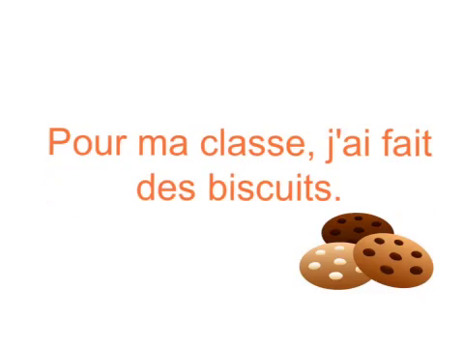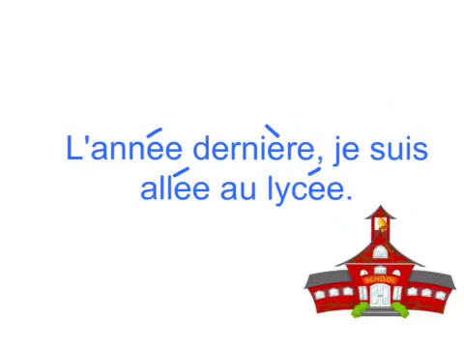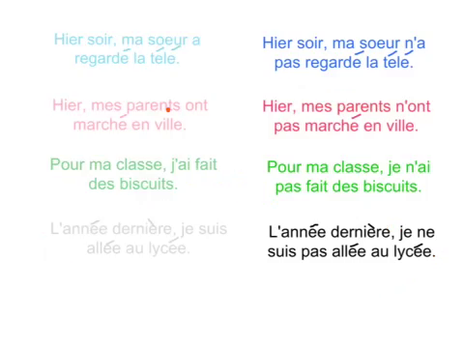Next is Pour ma classe, j'ai fait des biscuits. And sadly, that is not true. So we have Pour ma classe, je n'ai pas fait des biscuits. And next up, this one is using être as the auxiliary. So we have L'année dernière, je suis allé au lycée. And to negate that, we have L'année dernière, je ne suis pas allé au lycée. And these are the sentences that we just ran through. And you can check to make sure that everything is correct.